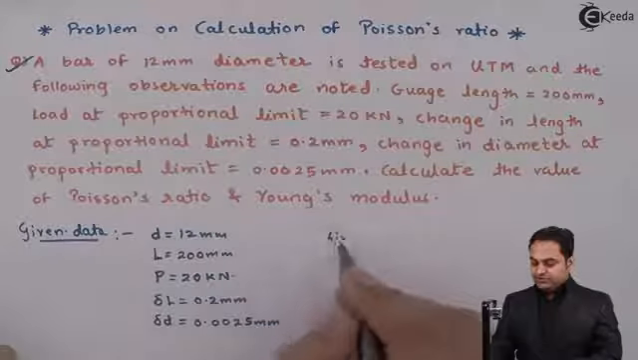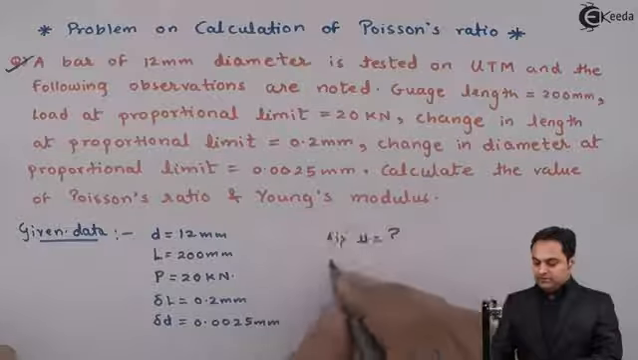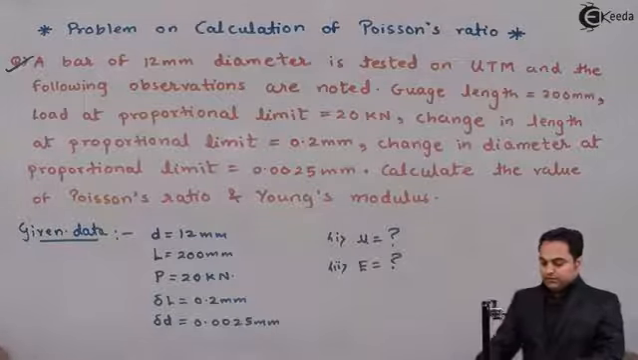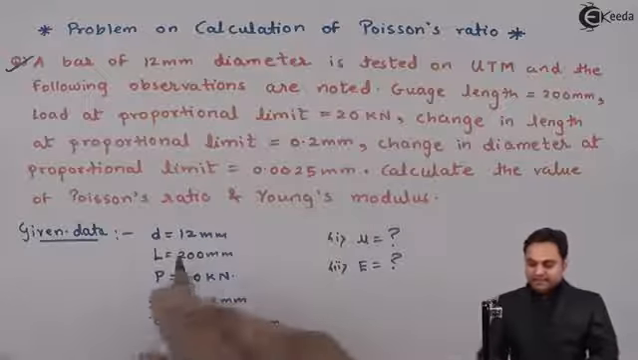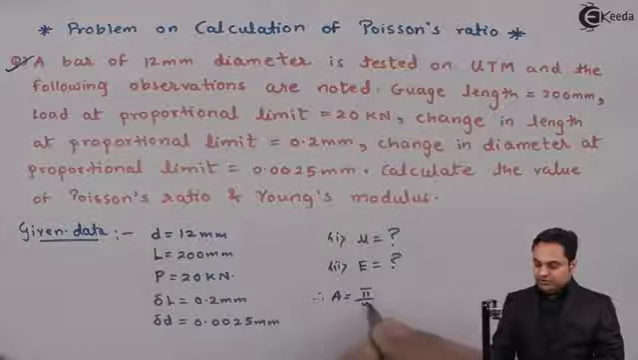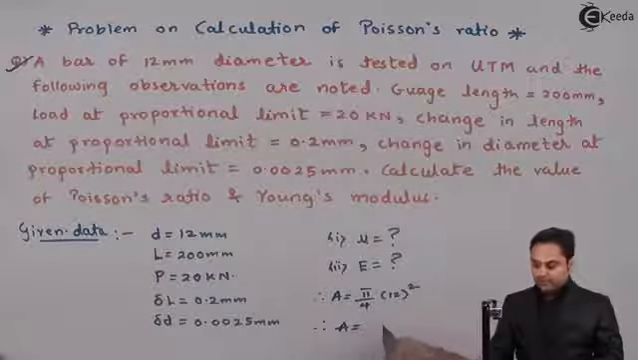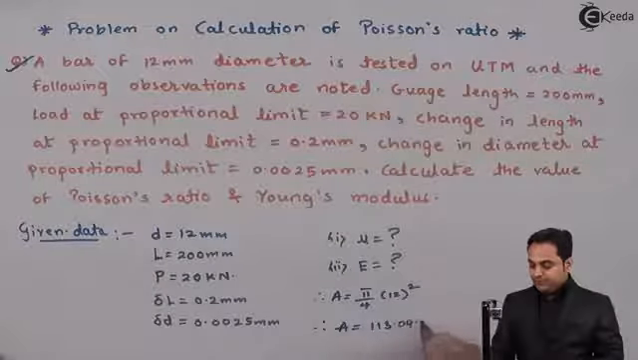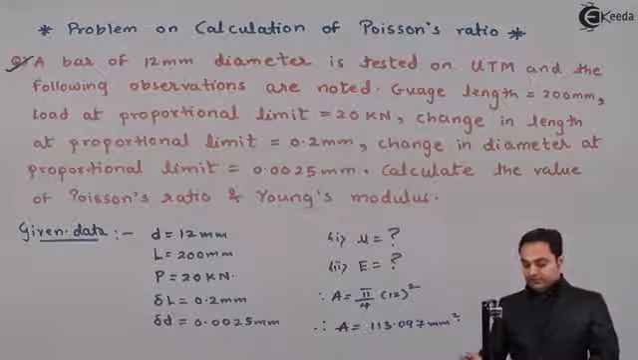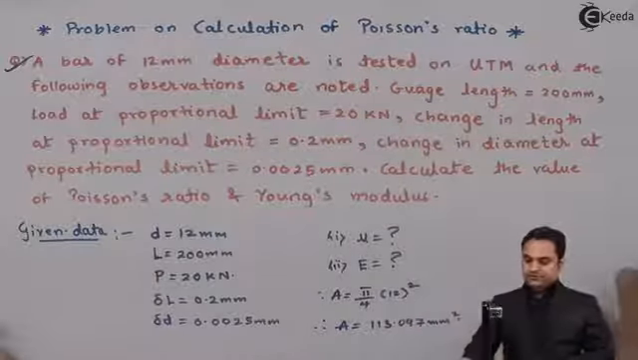This is the first question. Poisson's ratio is denoted by mu and Young's modulus denoted by capital E. So this is the question we have. Since the diameter is given, first I'll find the area of the rod in the data itself. So it is pi by 4 into 12 square, and therefore area comes out to be 113.097 mm square. So here we have to calculate mu, which is called Poisson's ratio. So I'll start with the solution part.